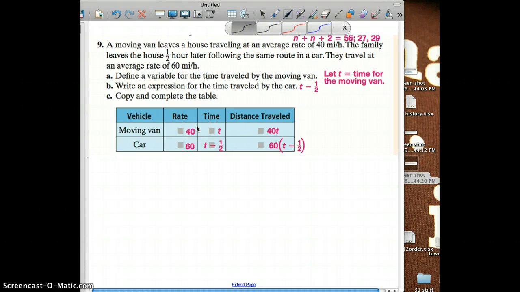Hi class, we're looking at question 9. A moving van is leaving the house traveling at 40 miles per hour. The family leaves a half an hour later following the same route. They travel at an average speed of 60 miles per hour.